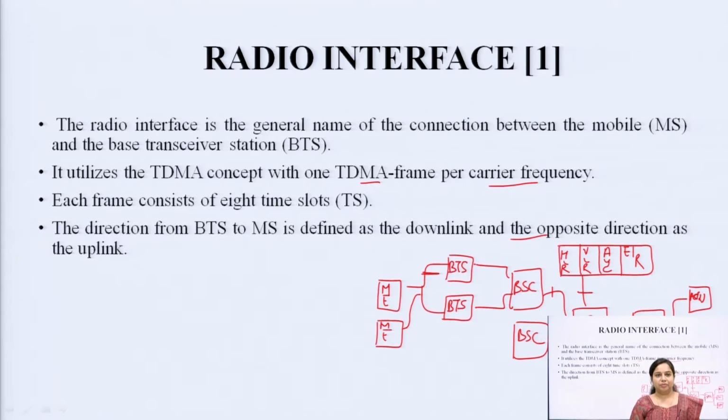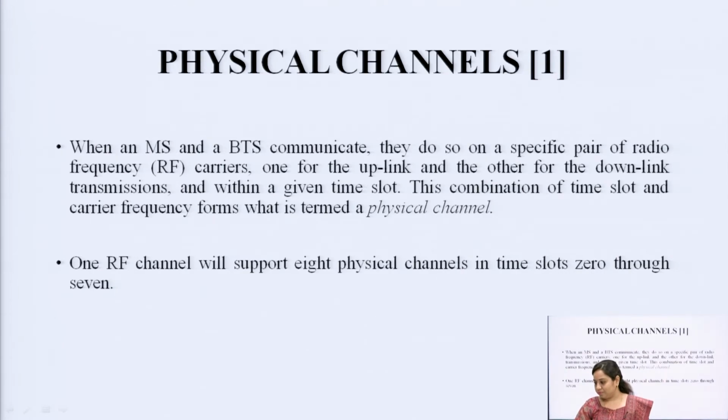Uplink means when we are transmitting the information from mobile phone to BTS, and when we are transmitting the information from BTS to mobile phone, then that will be a downlink frequency. So, two sets of frequency, which means that it is a kind of full duplex communication, where at the same time you can transmit and receive the information. Now, physical channel: when a BTS and MS communicate, they do so on a specific pair of radio frequency carriers, one for the uplink and another for the downlink.